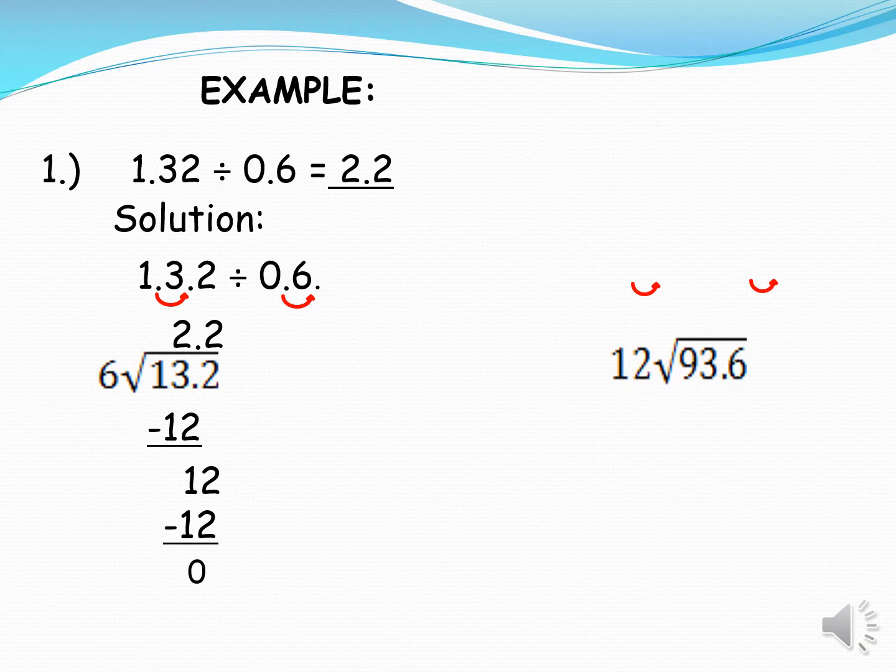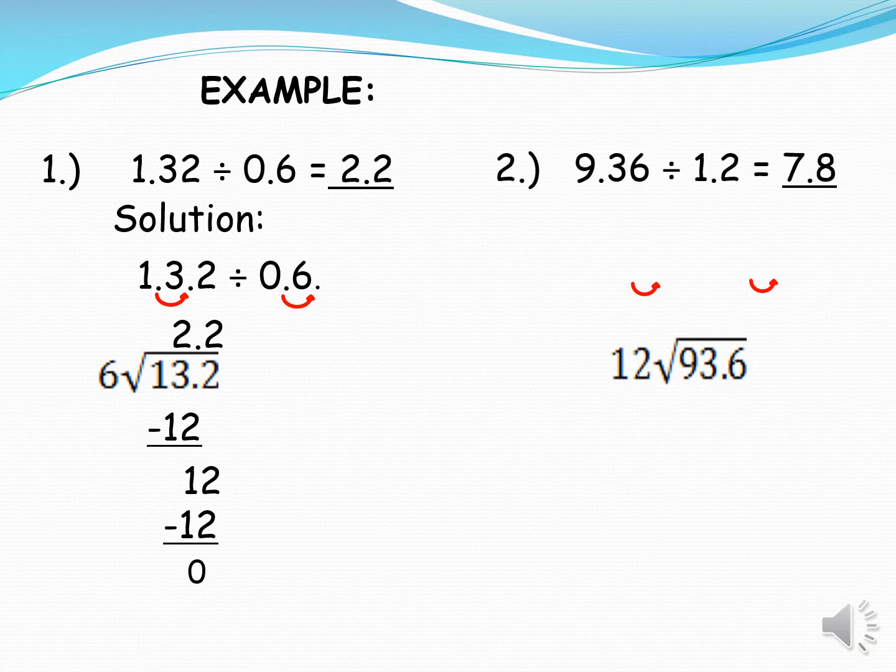So now we have 13 divided by 6 is 2. 2 times 6 is equal to 12. 13 minus 12 is equal to 1. Then bring down the next digit, 2. We have now 12. 12 divided by 6 is equal to 2. 2 times 6 is equal to 12. Then 12 minus 12 is equal to 0. Then align the decimal point of the quotient to the decimal point of the dividend. So we have 2 and 2 tenths.